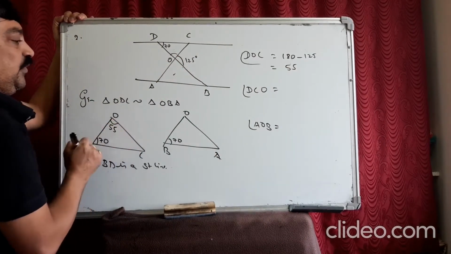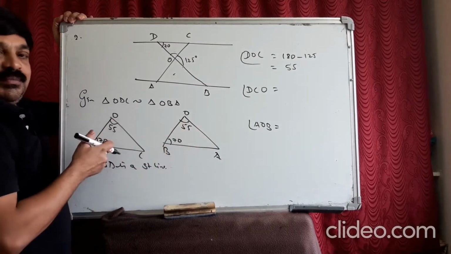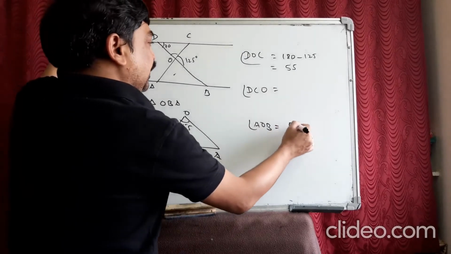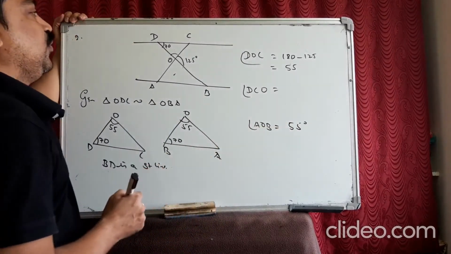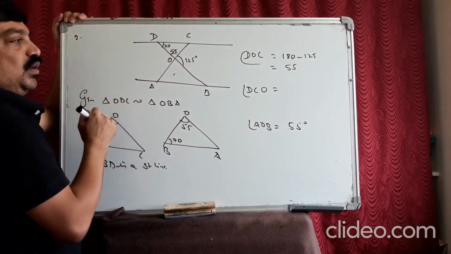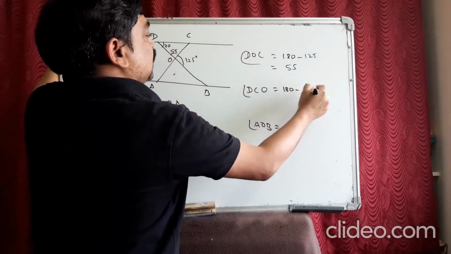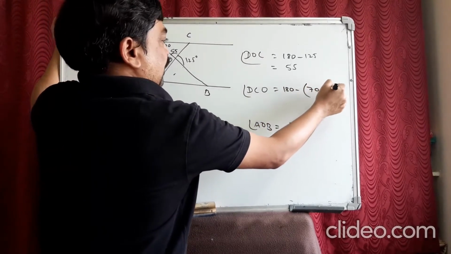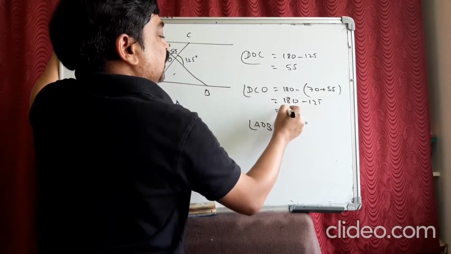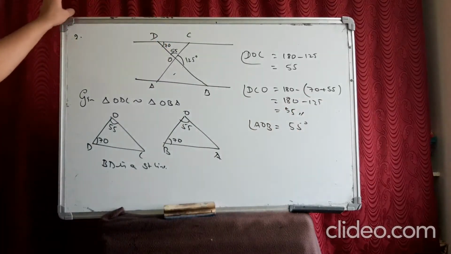When it is 55, obviously this will be 55 as well, because both the triangles are similar by AAA property. So angle AOB is 55. What about angle DCO? According to the angle sum property, for DCO we have to subtract the other 2 angles' sum from 180. From 180, you get 180 minus 125. This will be 55. All the 3 are 55.